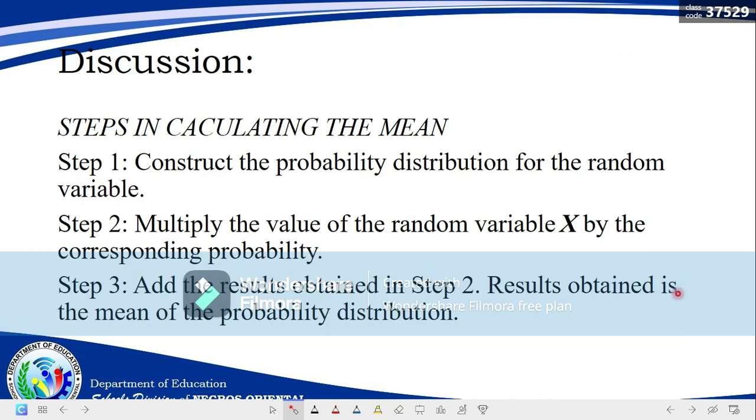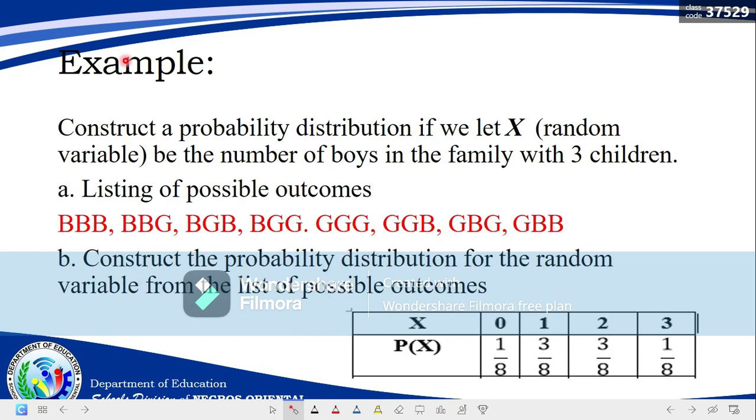Okay, there are steps in calculating the mean. The first step is construct the probability distribution for the random variable. Step 2, multiply the value of the random variable x by the corresponding probability. Step 3, add the results obtained in step 2. Then the result obtained is the mean of the probability distribution. Okay, let's have an example.